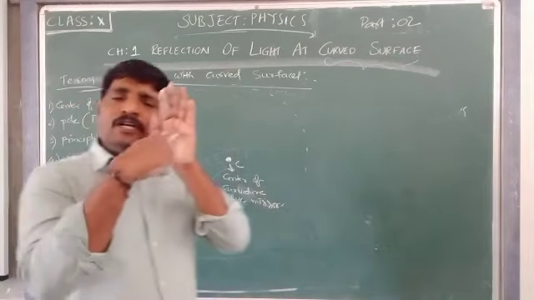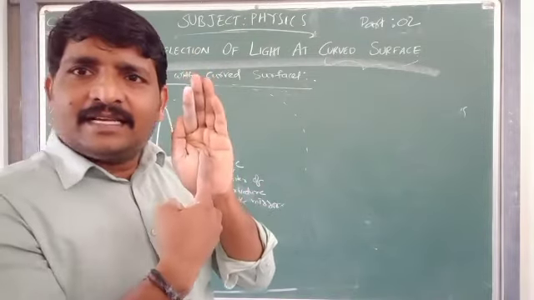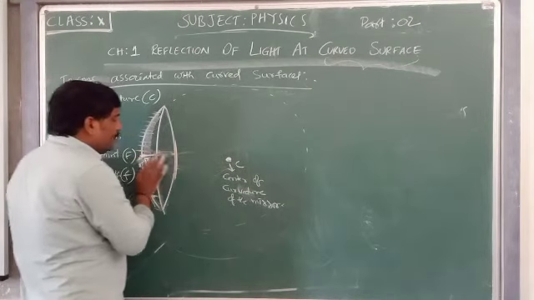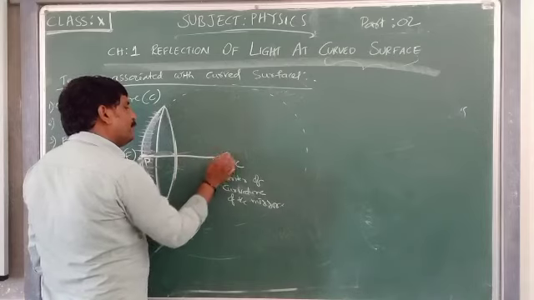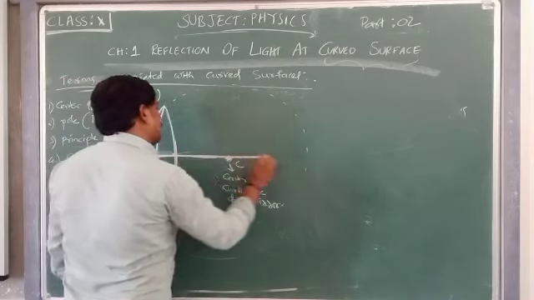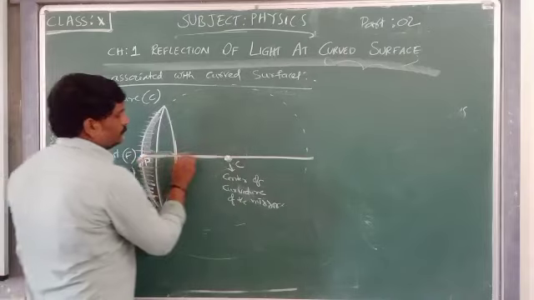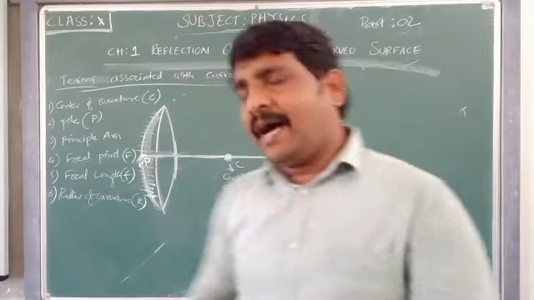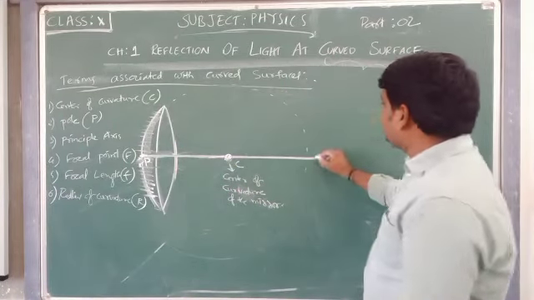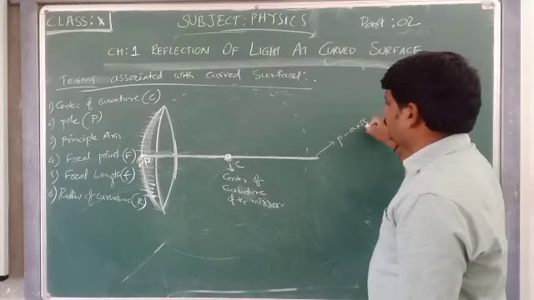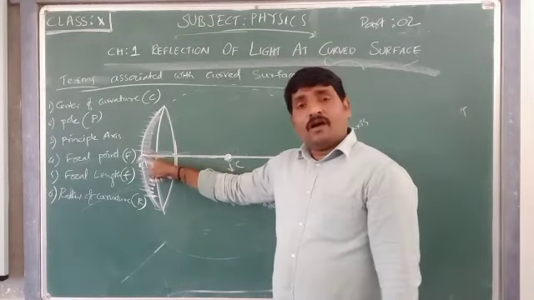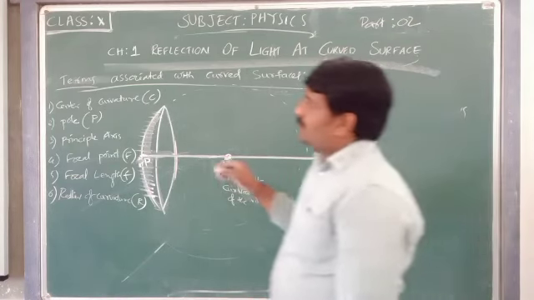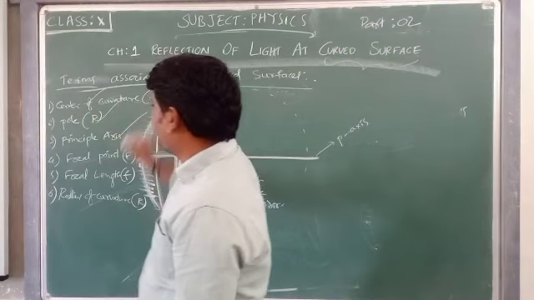The exact midpoint on the curved surface is considered as pole, and an imaginary line drawn from pole and passing through the center of curvature is called the principal axis. Okay. So center of curvature completed, pole completed, principal axis completed.